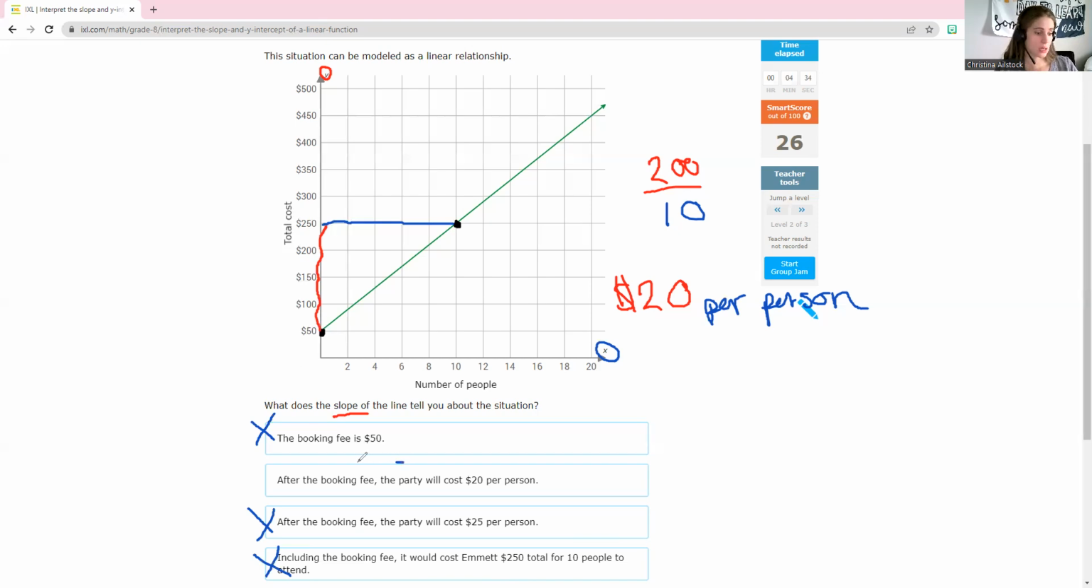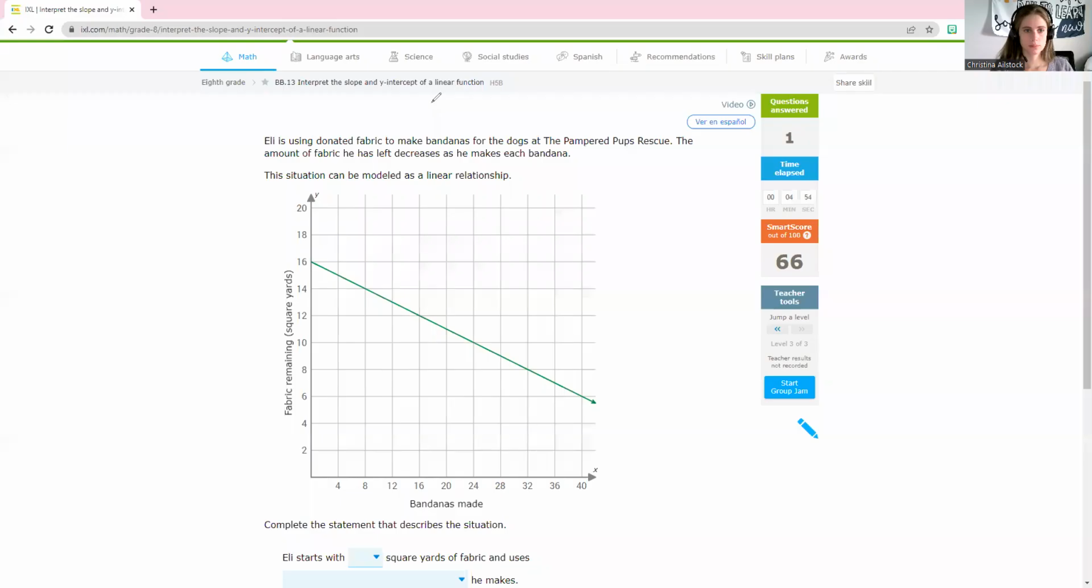So this one right here is our answer because it is the slope. It's going to cost $20 per person. All right, let's look at this one.